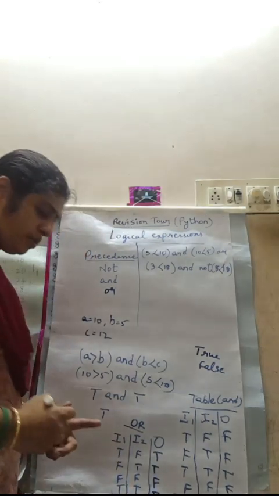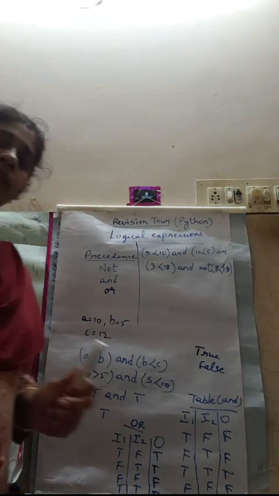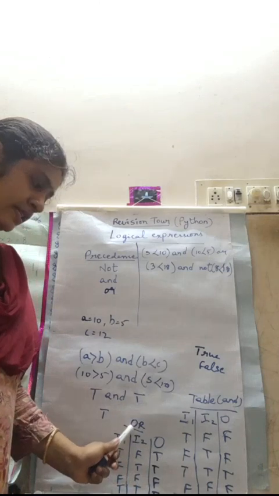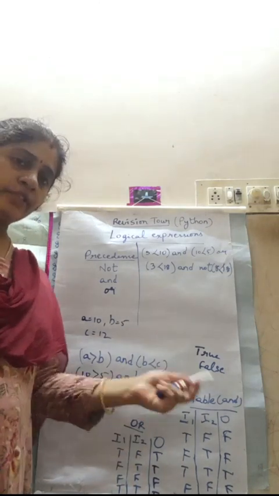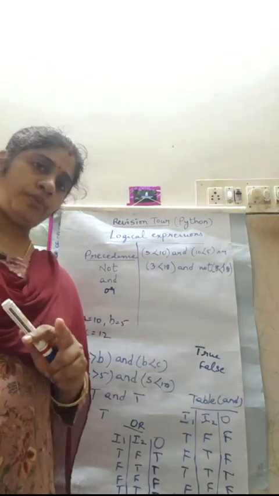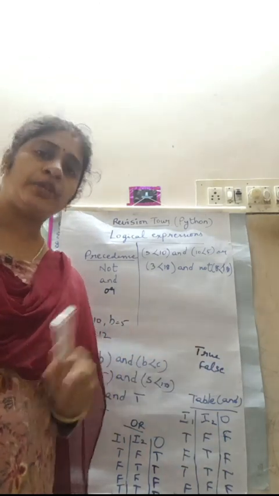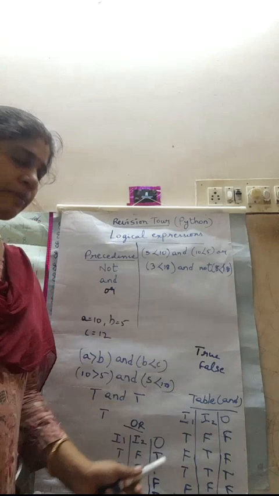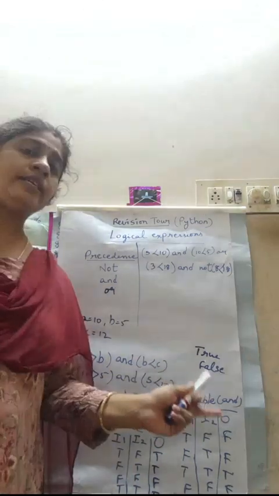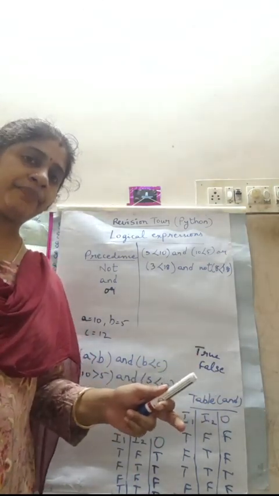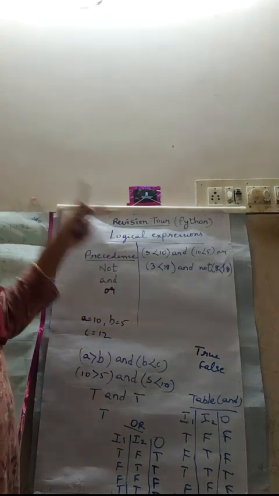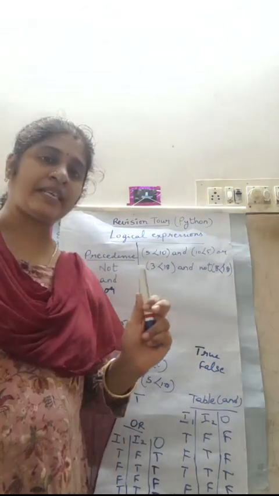So this is the rule which is applied for OR. In the case of NOT, not of true is nothing but false, and not of false is nothing but true. You have to remember this when you are evaluating logical expressions. So let us see how to solve this example.